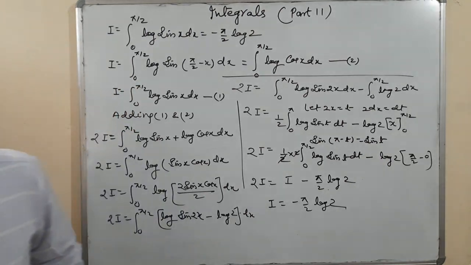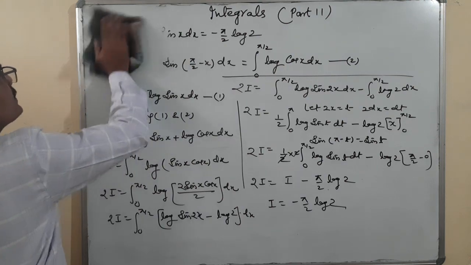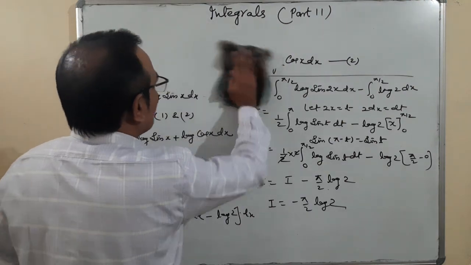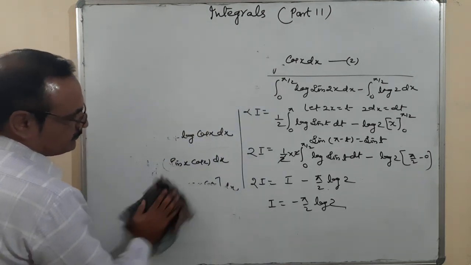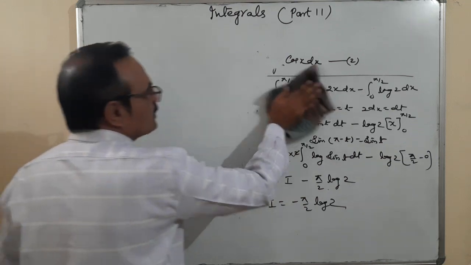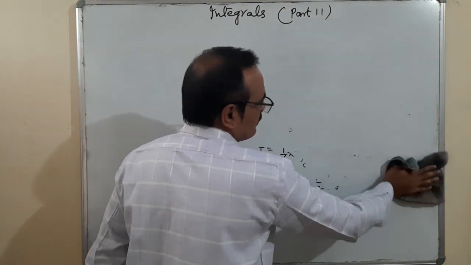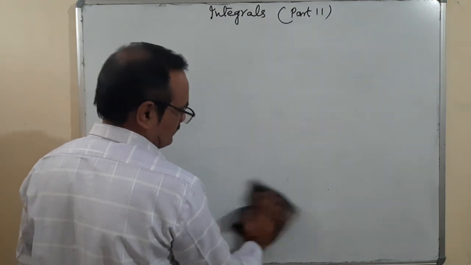So keep all the properties in your mind. And generally the property that is used, maximum times in almost all the questions, is upper limit minus function, or the sum of both the limits minus function.